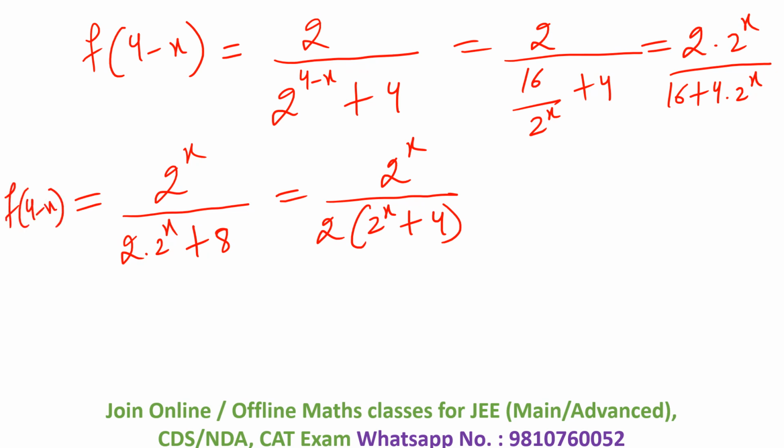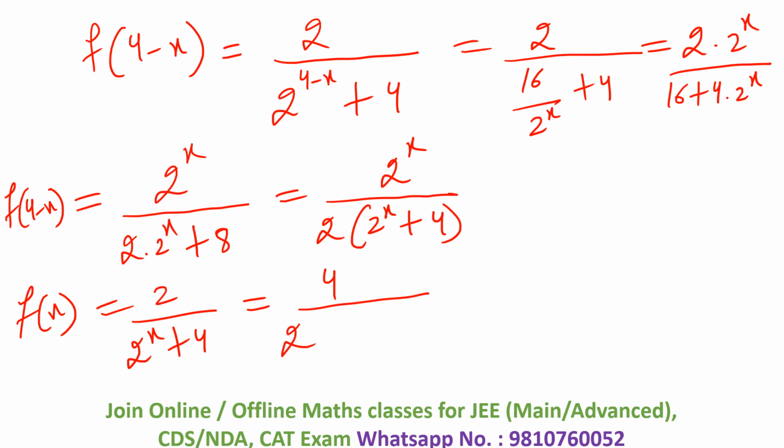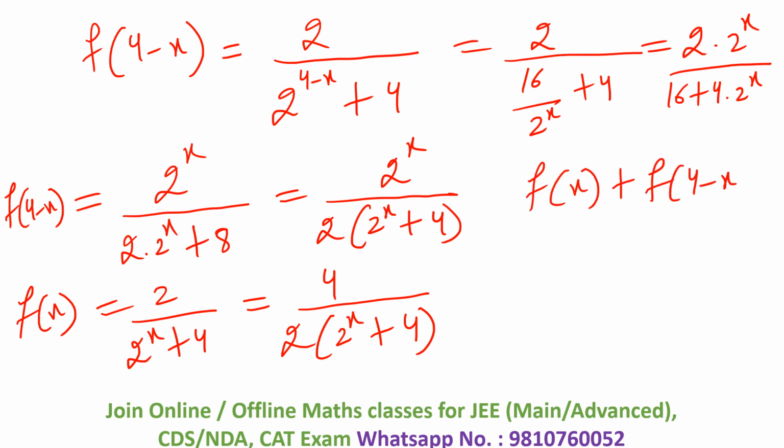Now this is the value of f(4 minus x). And we had the value of f(x) as 2 upon (2 power x plus 4). Now students, this 2 upon (2 power x plus 4) can be written as 4 upon 2 times (2 to the power x plus 4). Why I'm doing this? Because my intention is to add f(x) and f(4 minus x), because it will help me to add both of these functions.